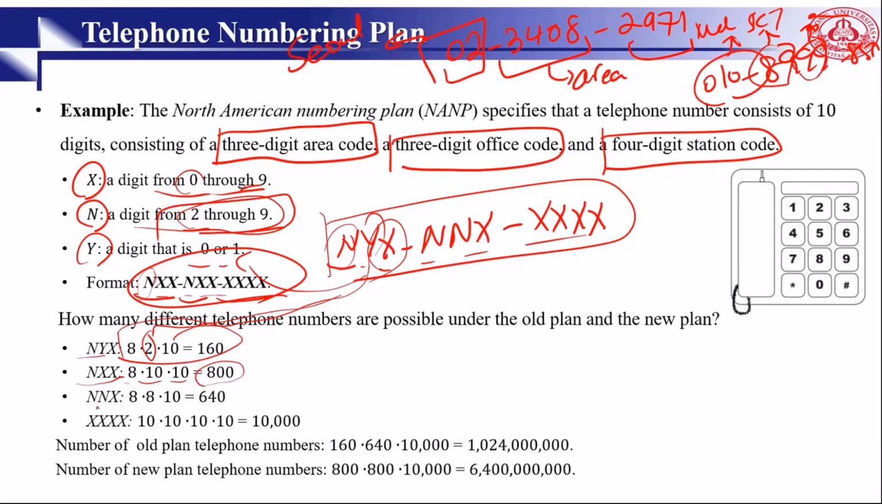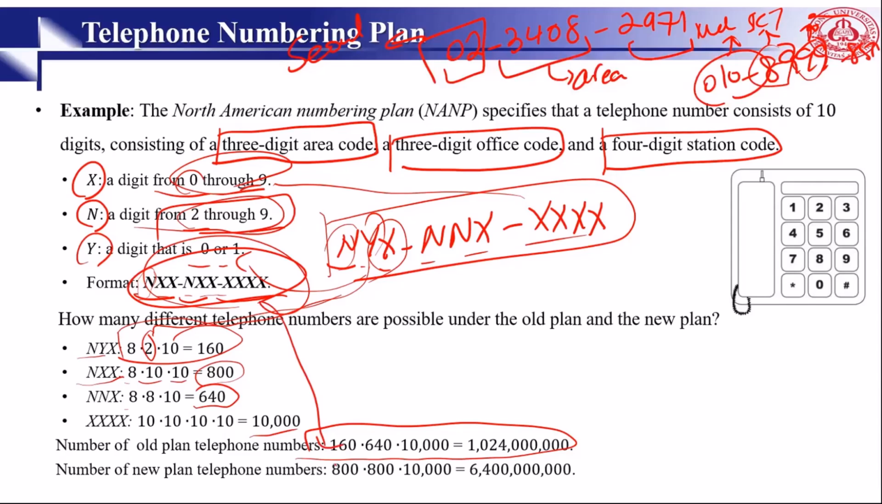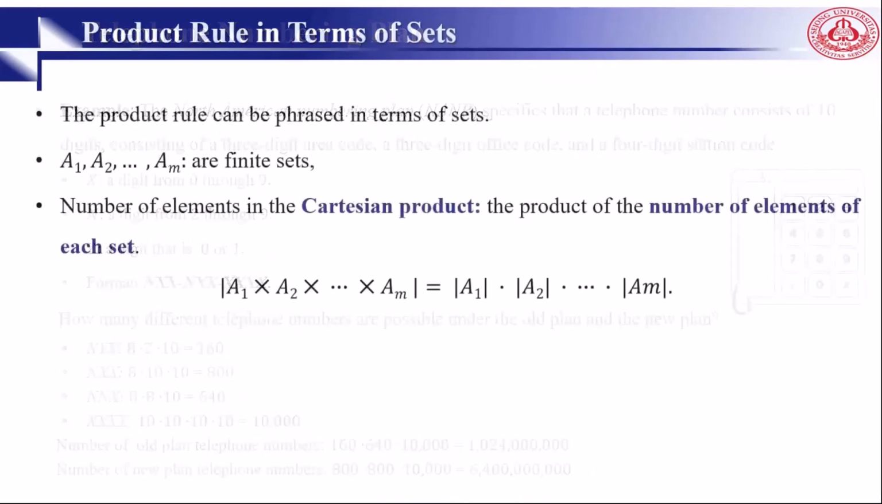Then we have again N and X, so 8, 8, 10 is this one. And for XXXX, all Xs can have 10 possibilities, so we will have 10,000. Then by multiplication, you will have this one. And you can do the same thing to find the number of possibilities for the new format.